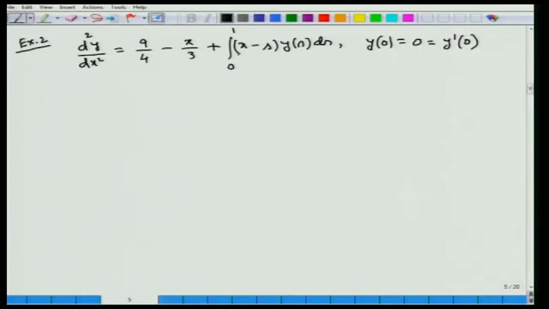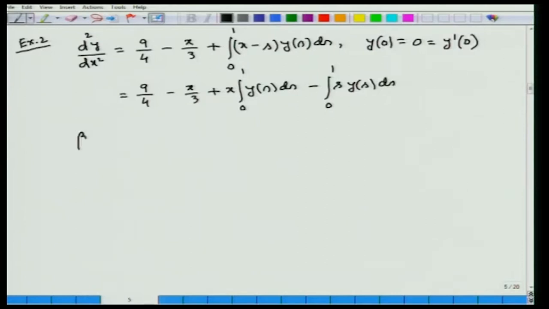So, this is of the form p 1 x q 1 s plus p 2 x into q 2 s, and we can write this equation into the form 9 by 4 minus x by 3, then taking x out of the integral sign, it is integral 0 to 1 y s d s minus integral 0 to 1 s y s d s.